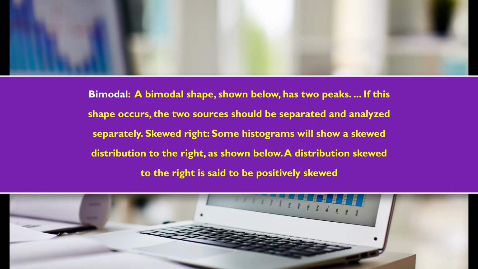We have already talked about mode, and we have seen how bimodal and multimodal distributions work. The bimodal shape shown below has two peaks. If this shape occurs, the two sources should be separated and analyzed separately. And some histograms will show a skewed distribution to the right, as shown below.